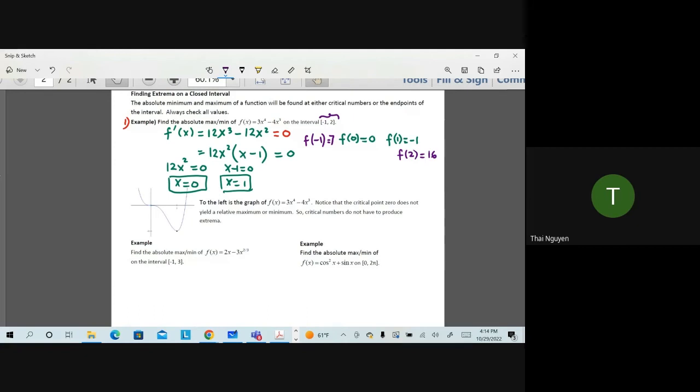Okay, so the absolute max here is 16 and occurs at x equals 2, which is the right endpoint. And the absolute min occurs at the critical point, which is x equals 1. So the absolute min is (1, -1).